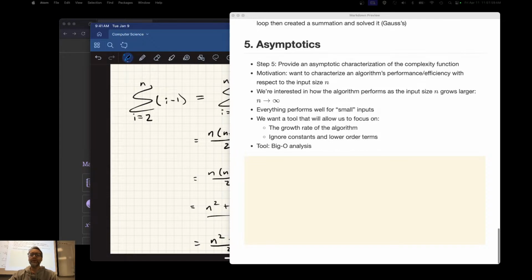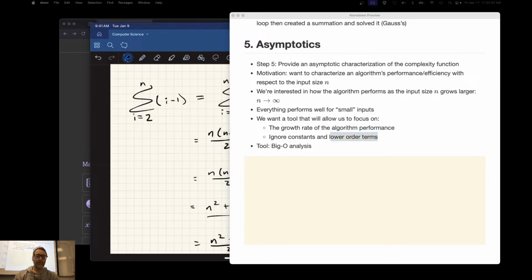So the tool that we're going to use is big O analysis, because it gives us the growth rate of the algorithm's performance. And it allows us to ignore constants and lower order terms. We'll see that in a second. We like to ignore constants because, again, if my computer performs one operation in 5 nanoseconds and yours does it in 1 nanosecond, yours is 5 times faster. But that doesn't mean that the algorithm is faster. It just means your machine is faster. We like to ignore lower order terms because we want to focus on the most important one.